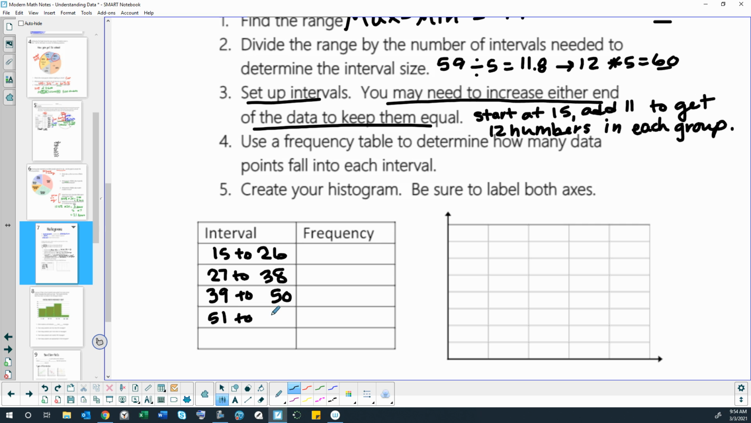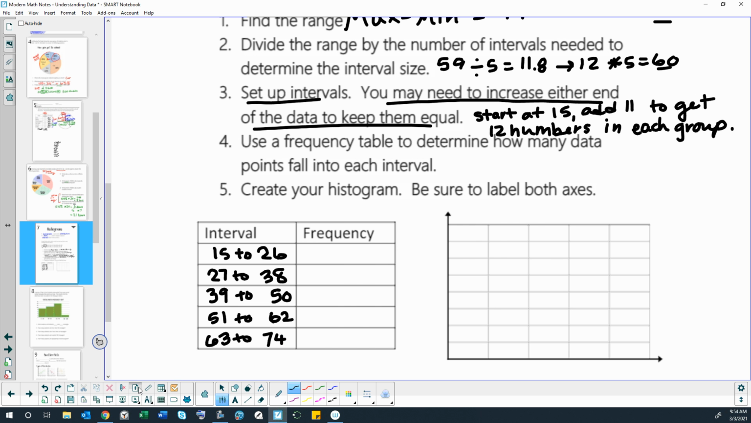51 plus 11, 62. Good. Then we're going to start the next interval at 63 and add 11 to that. Did we accomplish what we wanted to, or are we including all of the numbers from 16 to 74? Yay! It worked, and they're divided up evenly.